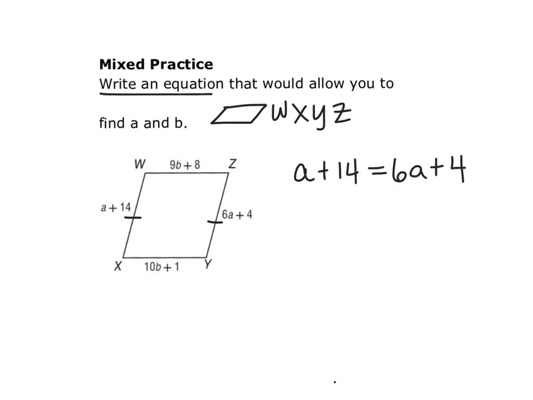Okay, and it just says to write an equation. We also know that the other pair of opposite sides are congruent. So that would mean that 9b plus 8 is equal to 10b plus 1. And here's my two equations.